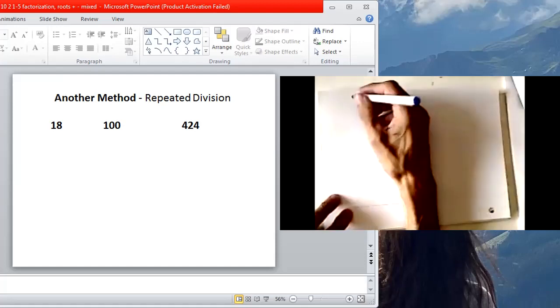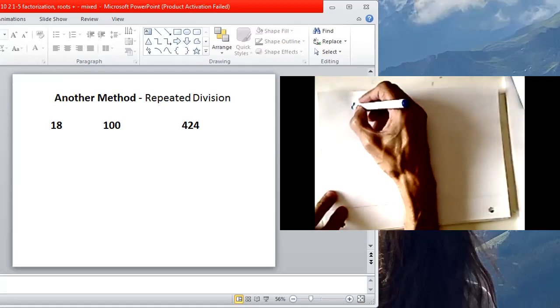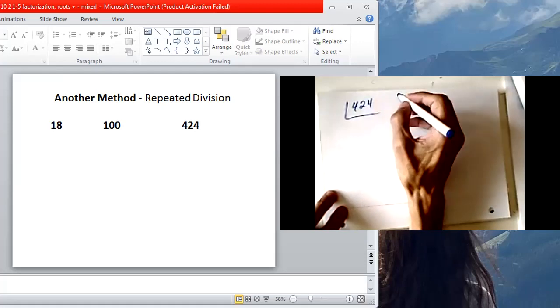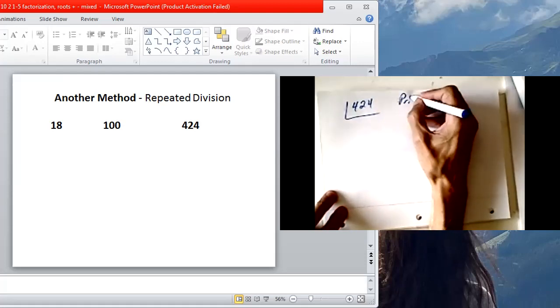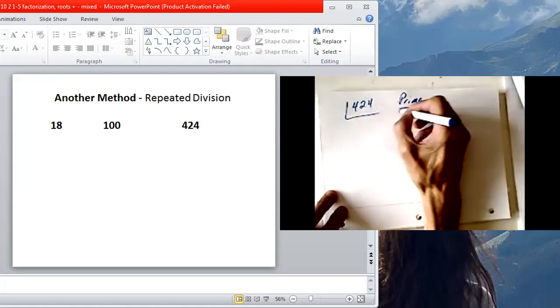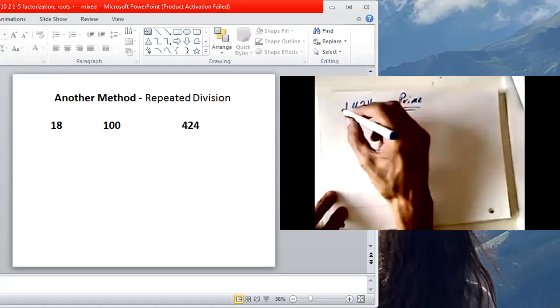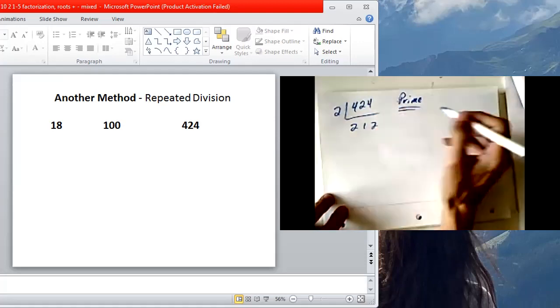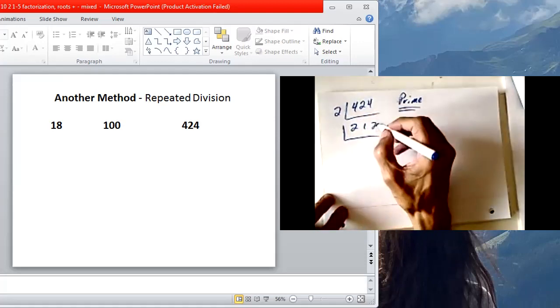We can also do the same for 424. What prime number goes into both? That's a different method. What prime number goes into 424? 2. 212. What prime number goes into 212?